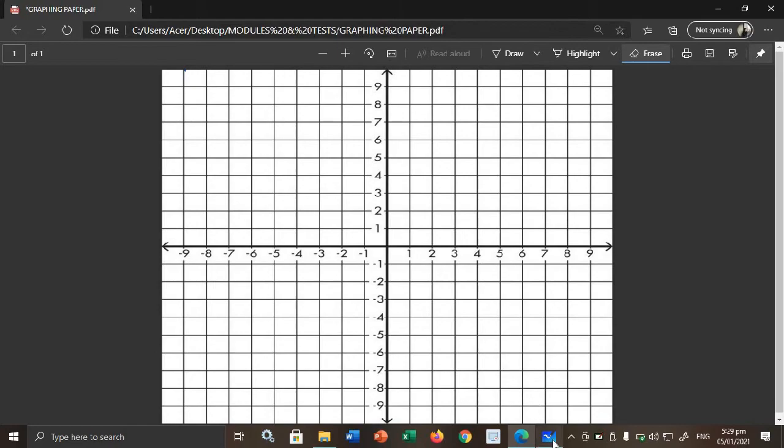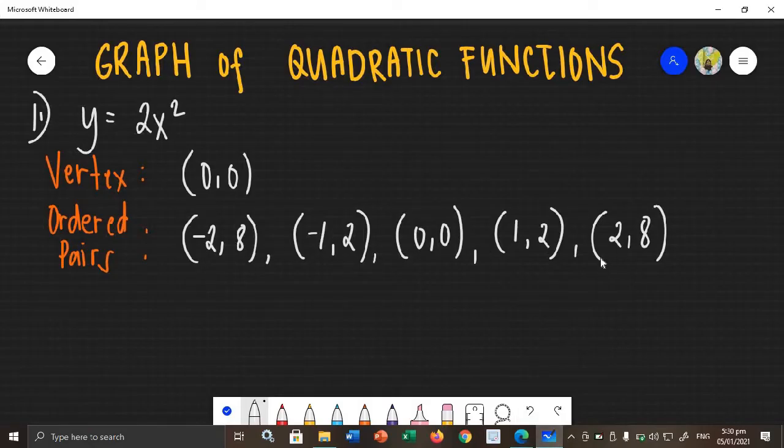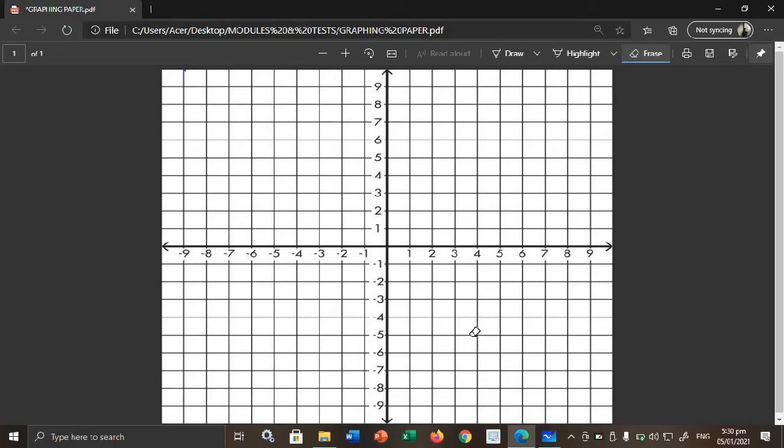So, for you to graph the function, gagamitin mo yung mga ordered pair, pa-plot mo muna sila, and then pagko-connect-connectin mo sila. So, like this. The first ordered pair that we will plot is -2 and 8. So, dito siya. And then the second one is -1 and 2. So, dito. The vertex is 0, 0. So, nasa origin siya dapat.